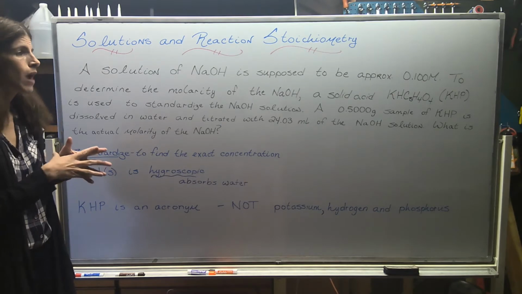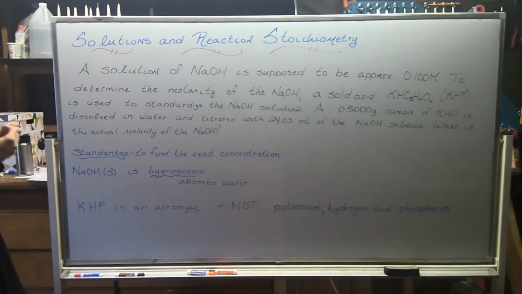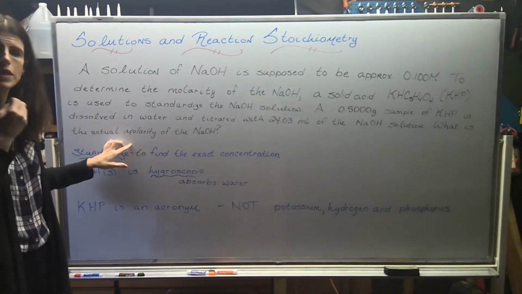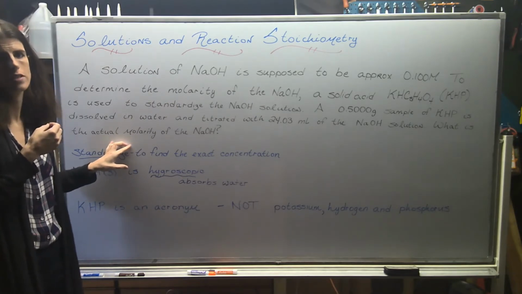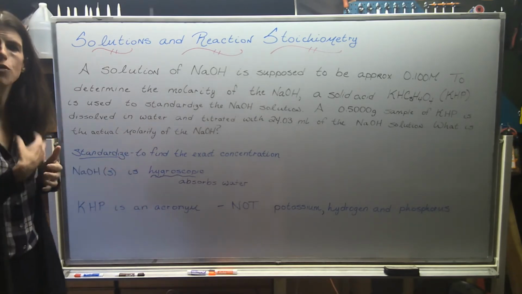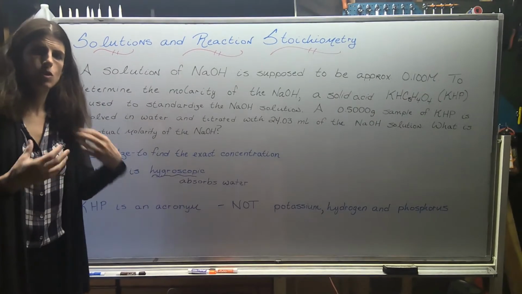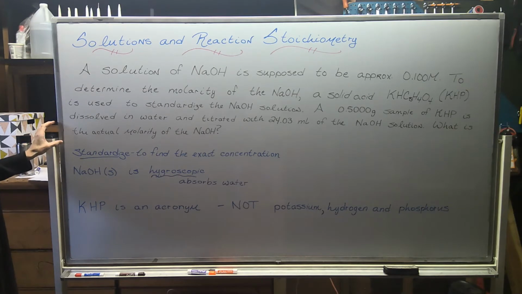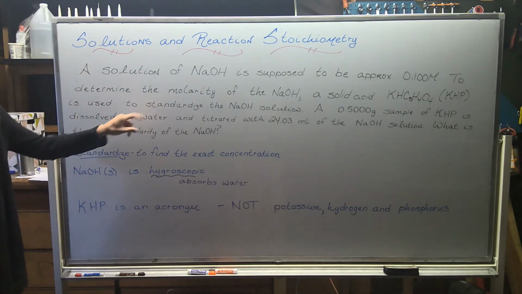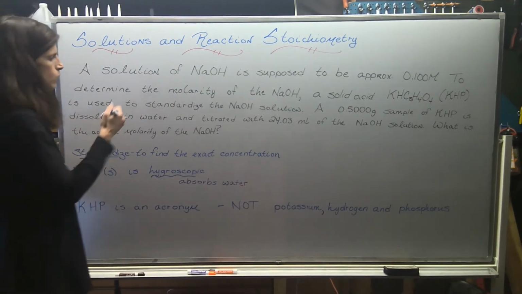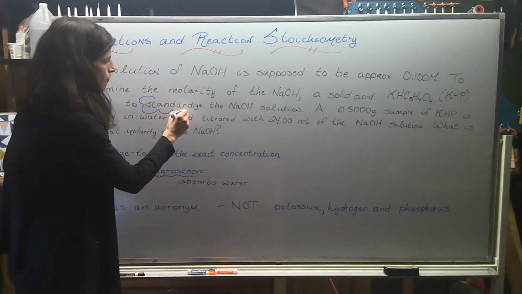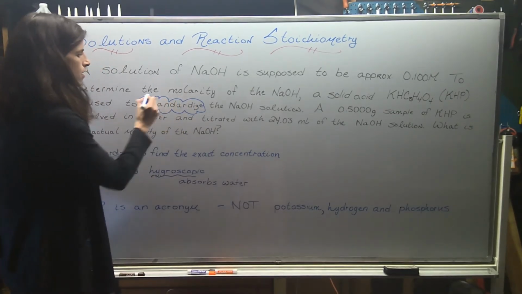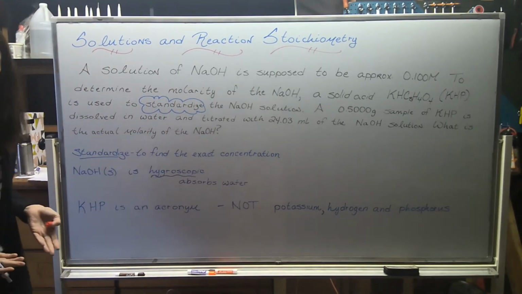In this problem, we're asked to calculate the exact molarity, the actual molarity of a sodium hydroxide solution. When you go through that process in lab and you do the supporting calculations, that's known as standardization. So the word standardize is used to standardize the sodium hydroxide solution. This word means to find the exact concentration. Why would somebody have to do that?